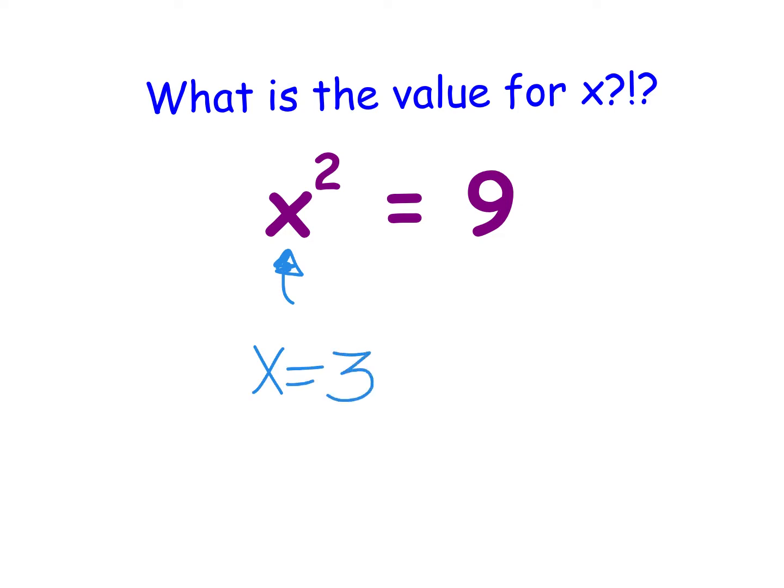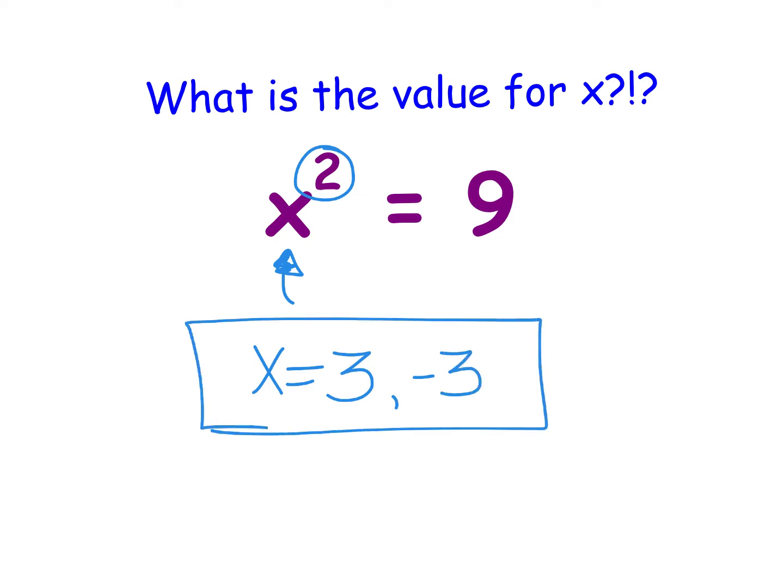While that is true, there's actually a little bit more to this process. Keep in mind that a squared function turns anything to be positive. So 3 times 3 gives us 9, but in addition to that, negative 3 times negative 3 also gives us 9. So we have two possible values for x, and we need to keep that in mind as we're solving problems later today.